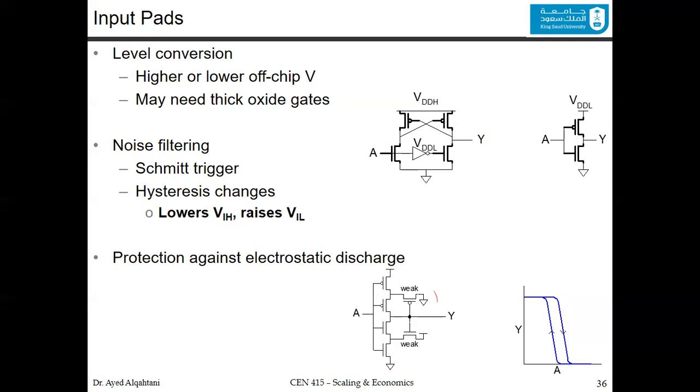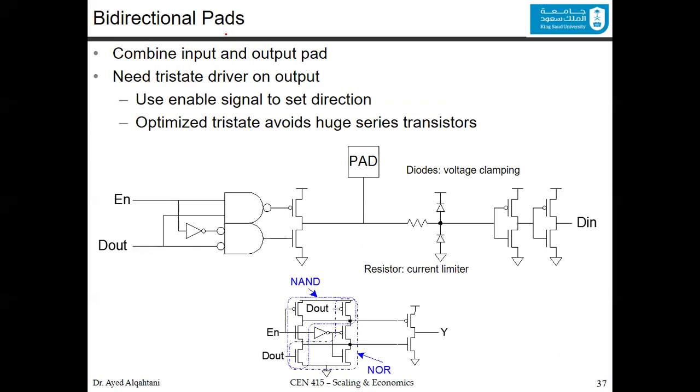So let's combine the input and the output together with the bidirectional pads. You have a pad here that will be connected using gold bond wires to the lead frame all the way to the pin. So this pad here could be an output. You have some processing and it comes as D out, going from the D out to the pad. If you want to configure this pad as an input, it will be an input to the inside of the circuit. So it could be input or output. You need a tri-state driver on the output, and you use an enable signal to set the direction. You optimize the tri-state to avoid huge series transistors. So here the enable tells you which direction you are going to use. Is it output or input?